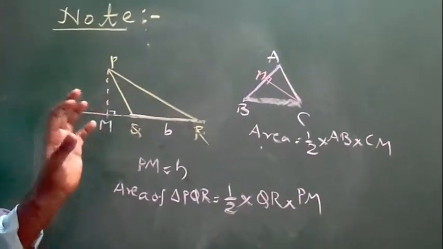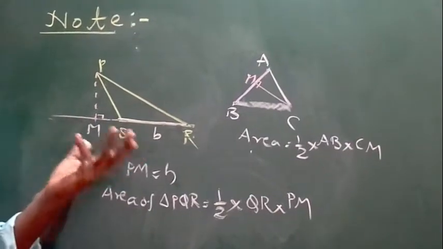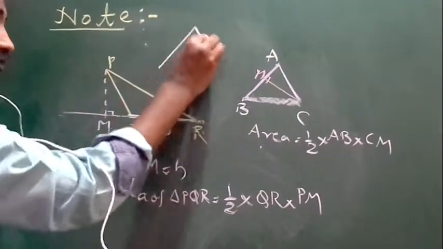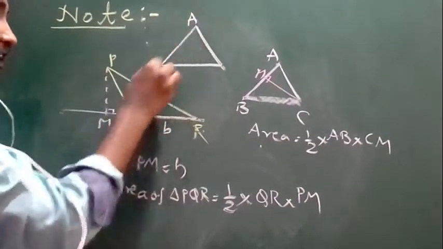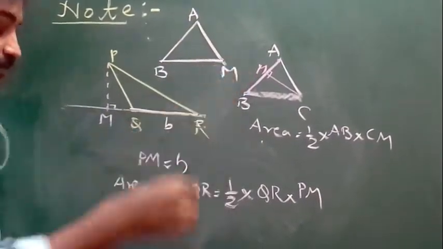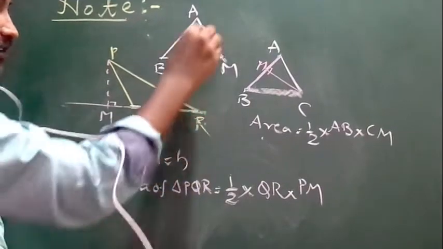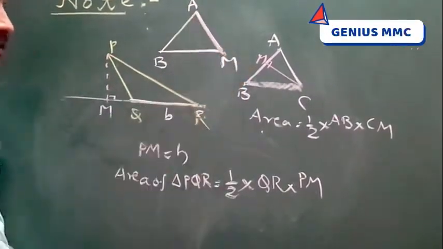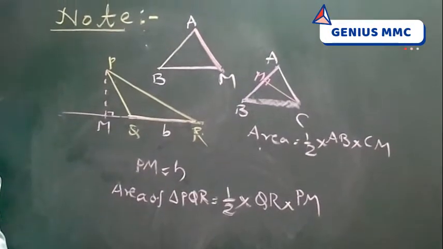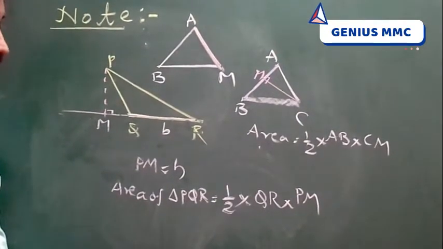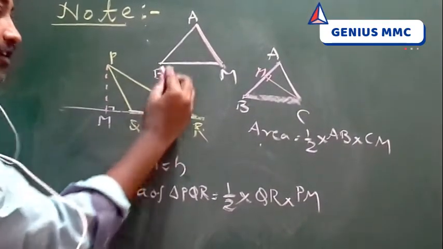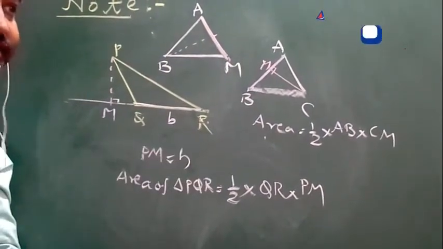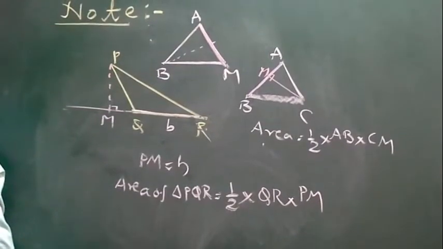So we should know how to write the areas for both types of triangles. Can you tell students, for this ABM, if I take AM as base, which is the height? From where we have to draw it? So this is B.